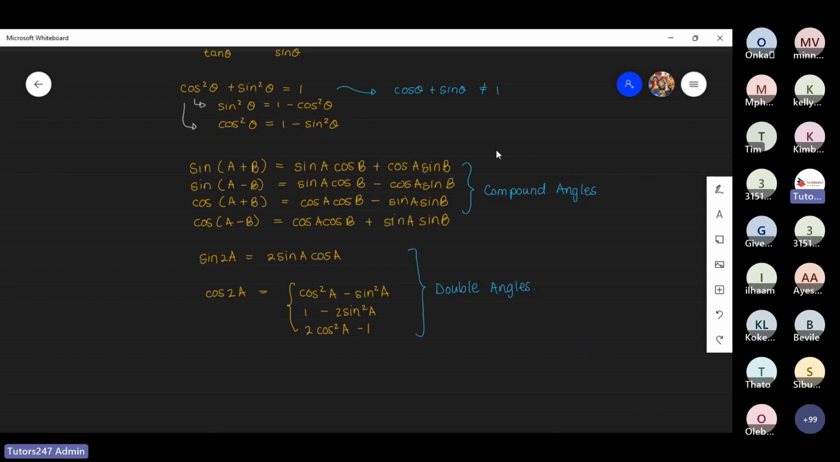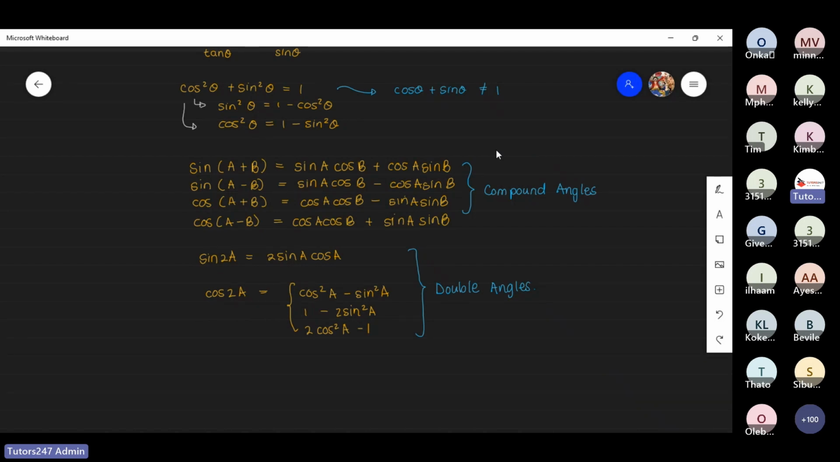And lastly, we have our double angle formulas. Now, cos 2 of an angle is what most students struggle with because they are not sure which one to substitute. My best advice is to practice. Over time, you'll see that you'll get used to it. You'll already know which to substitute.